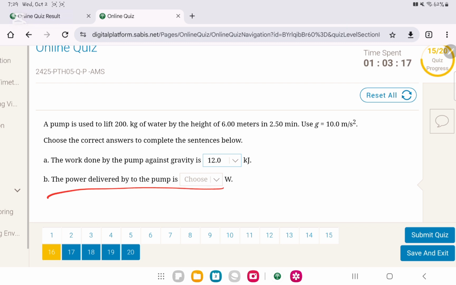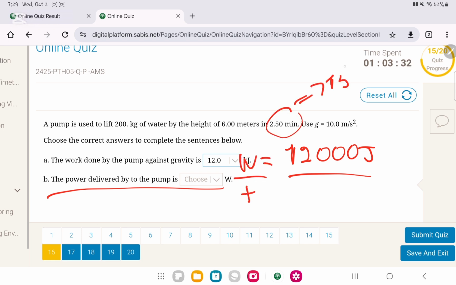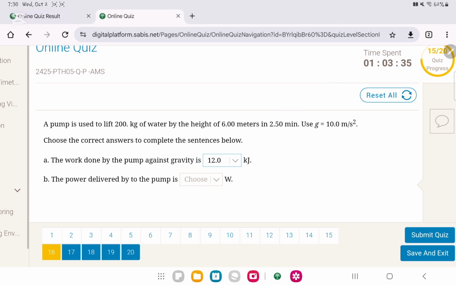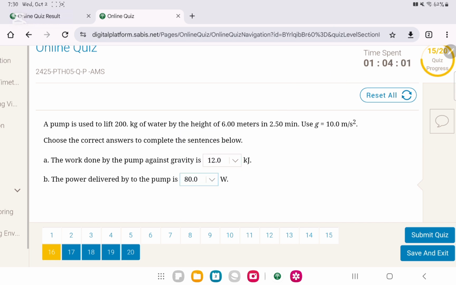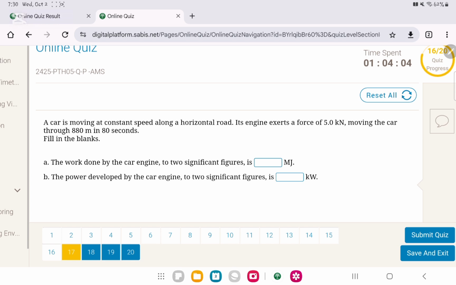Now the power delivered to the pump. We have 12,000 joules, this is our work. We need to put it over our time. We said 2.5 minutes was 150 seconds. So we're gonna do work over time, 12,000 joules over 150 seconds. On the calculator, it is then 80 watts. So the power delivered to the pump is 80 watts.